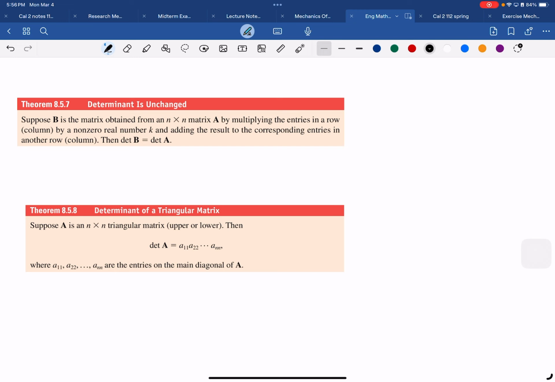If we multiply with a non-zero real number k, suppose B is the matrix. If we multiply A with a k, and if we add the result to the entries in another row, then we could see that it will be the same determinant. And another one, the triangular matrix, is interesting.